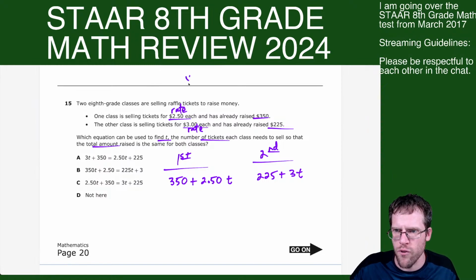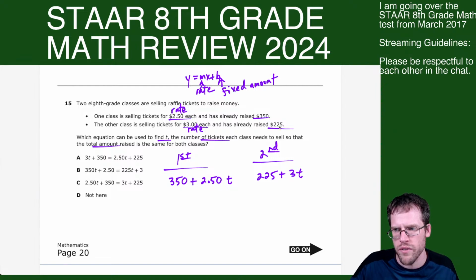Okay, I just think of the formula y equals mx plus b. And the rate goes in front of the variable. And the b value, the y-intercept, is the fixed amount. So in this context, the fixed amount is the amount of money they already raised.